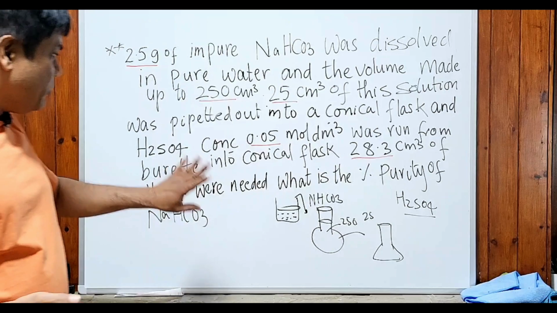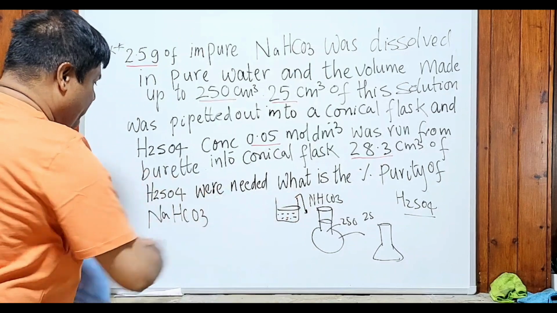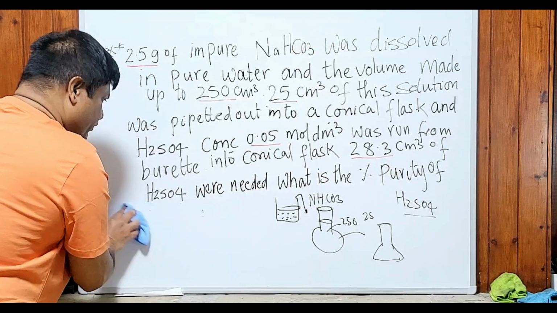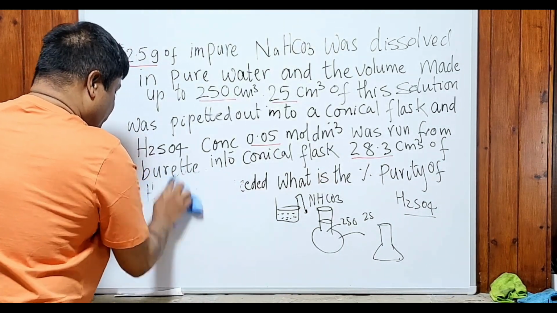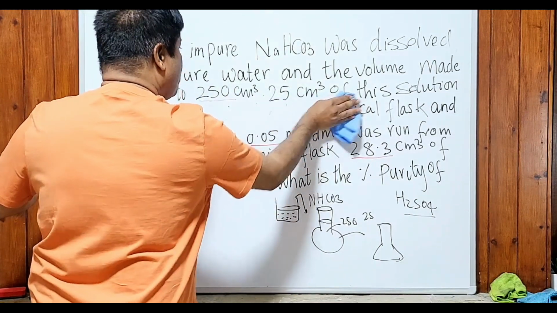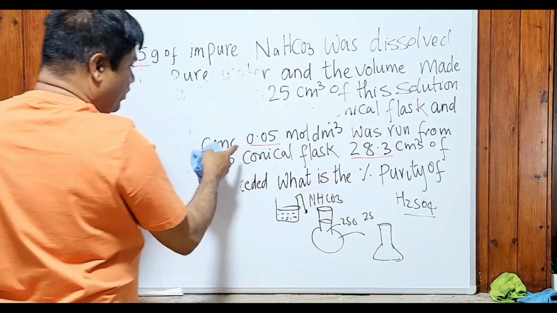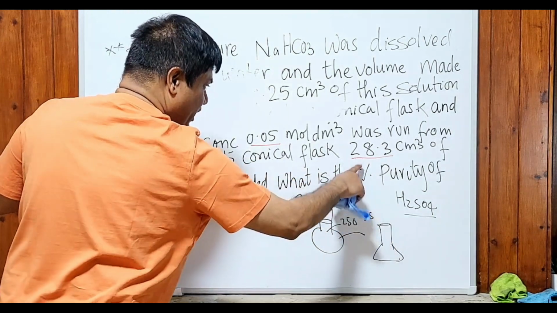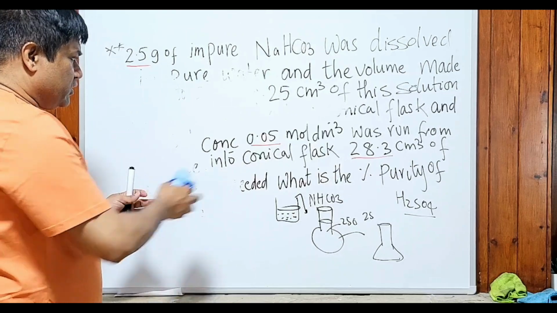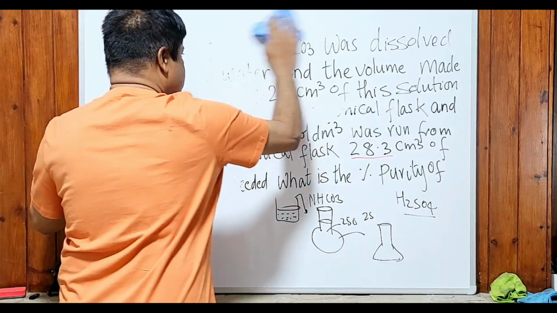If you don't mind, can I rub the board? Yeah. So I already explained a little bit here, so we can jump over to the calculation. Let me write a few things here. What are the few things we want? Impure mass, which is 2.5 gram, and we made a solution up to 250. We want the volume of sulfuric acid, which is here, and the conc of sulfuric acid. That's it. And an equation between sodium hydrogen carbonate and sulfuric acid.